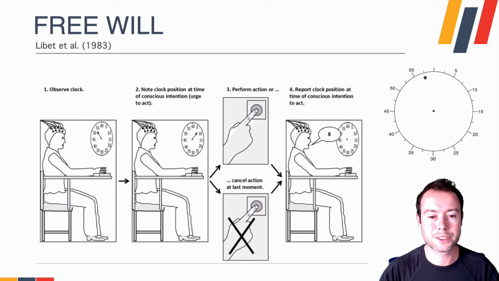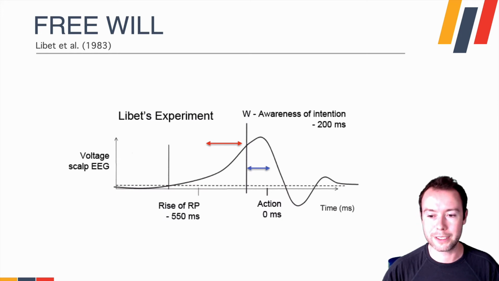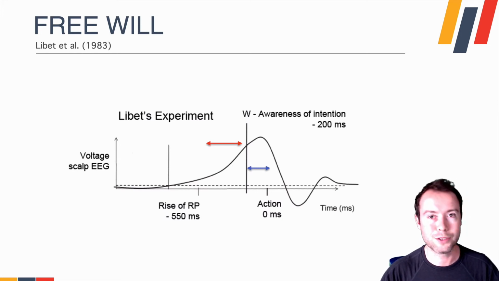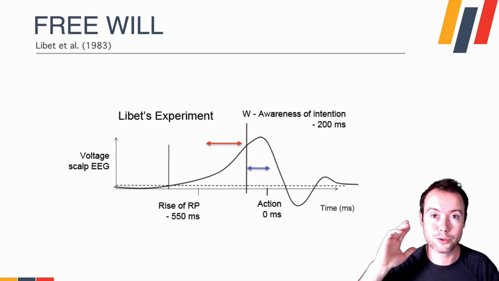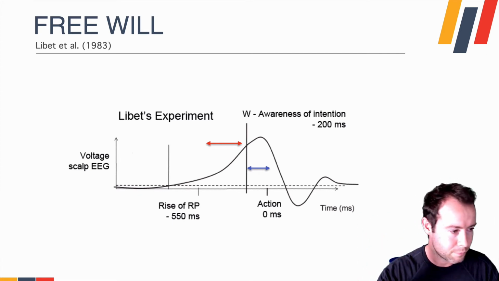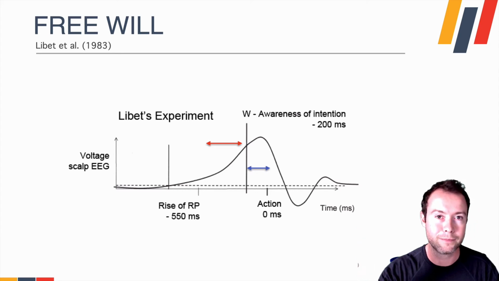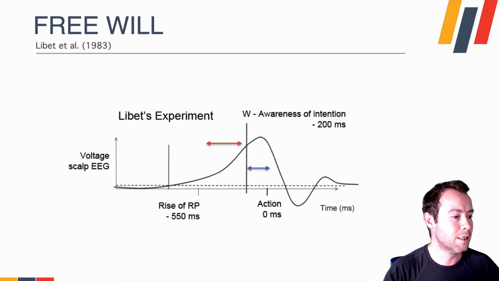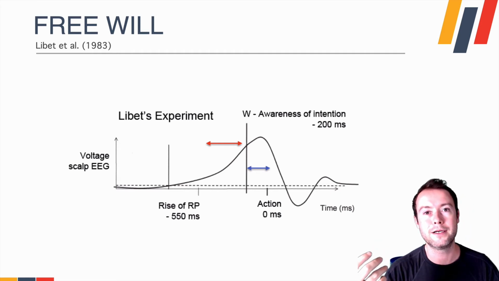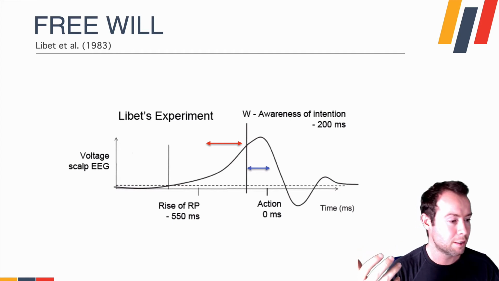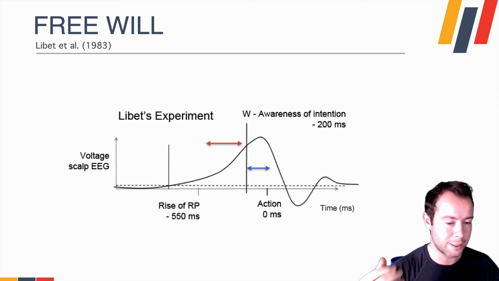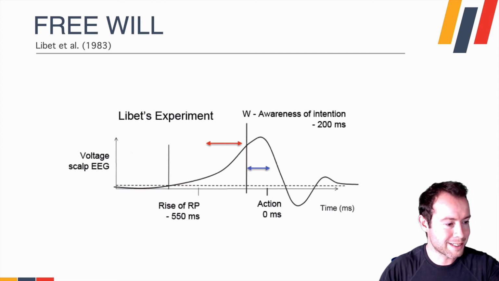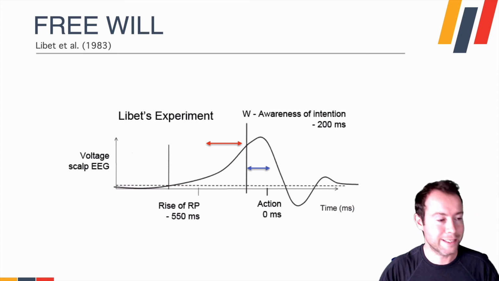And then you've got to report the clock position at the time of the conscious intention to act. Now, the crucial evidence, the results that come out of this, is when you look at the scalp recordings of the neural activity. This is using voltage scalp EEG, electroencephalography, and it's recording the activity of the brain relative to the 0 milliseconds when the action was initiated.